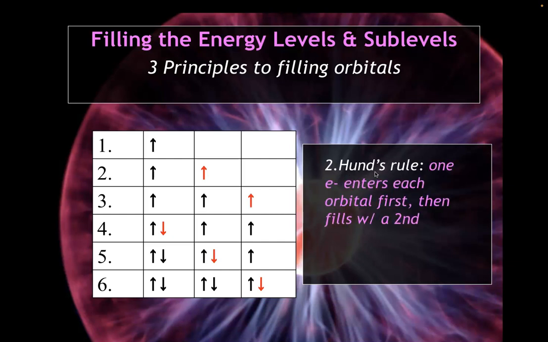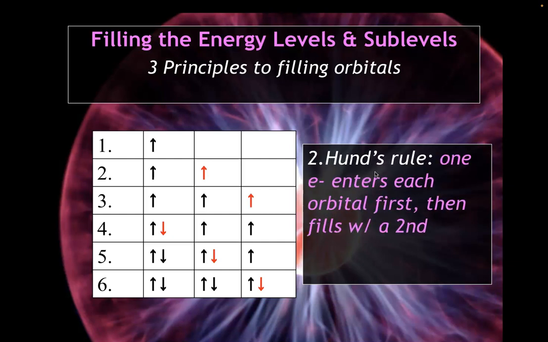We also need to know that when we fill electrons, we follow something called Hund's rule. Hund's rule tells us that one electron enters each orbital first and then fills with a second. So let's pretend these are my p orbitals. There's 1 p orbital, 2 p orbitals, 3 p orbitals, and they can each hold 2 electrons. That's why I have 3 of them. And that's how I know they're p orbitals.